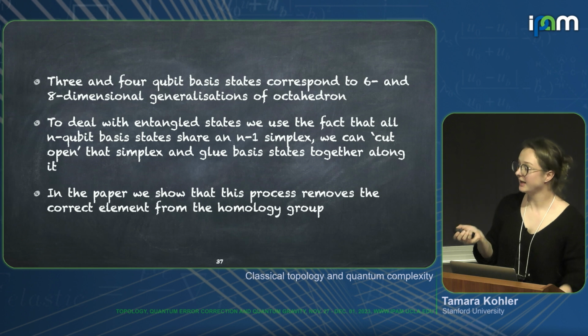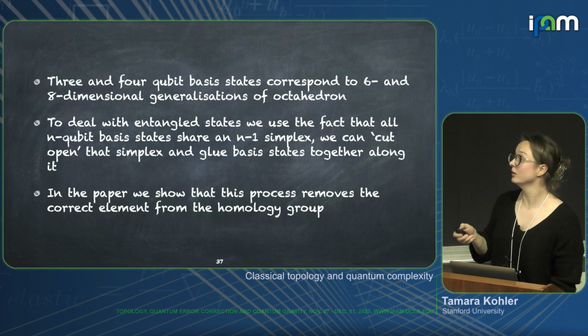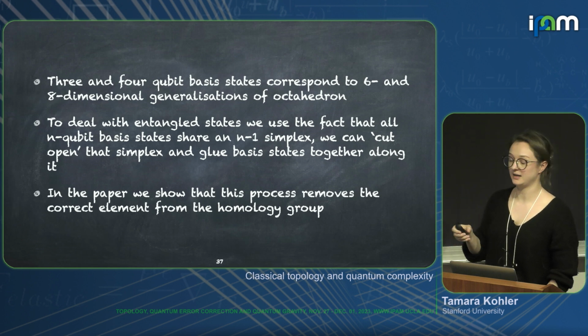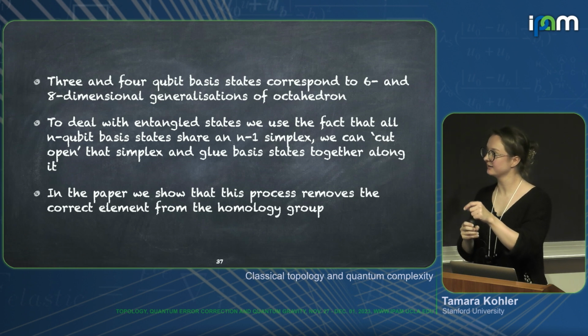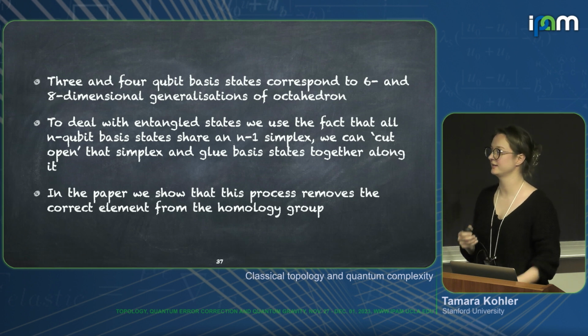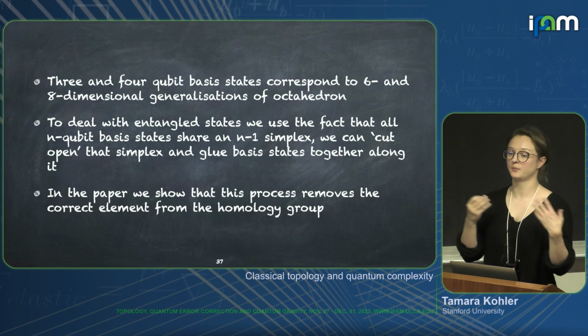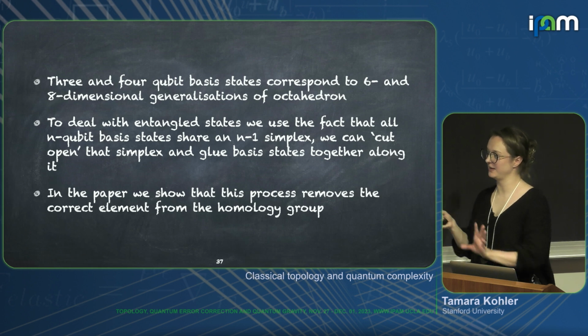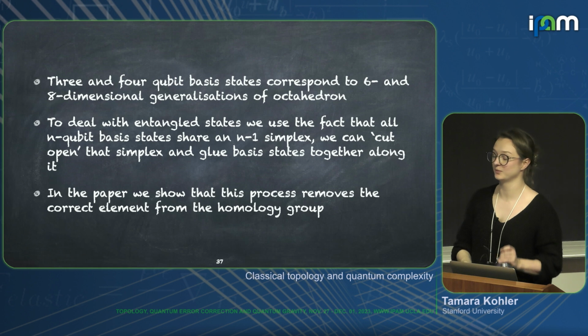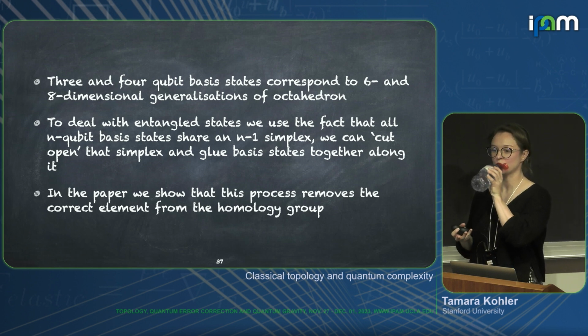Whenever we have a superposition of 3 and 4 qubit basis states, we can always use the fact that all n qubit basis states will share n-1 simplices with each other. And we can always cut open that simplex and glue basis states together along that simplex, and that will always give us a copy of Sn, which we can then fill in. And in the paper, we show that this process does remove the correct element from the homology group.